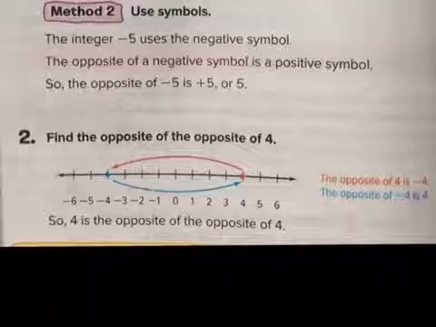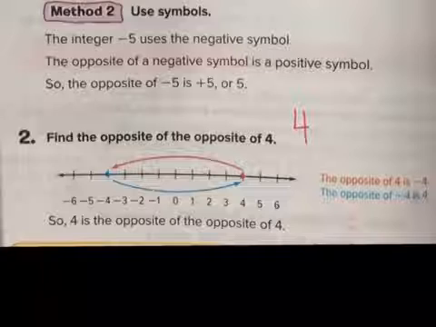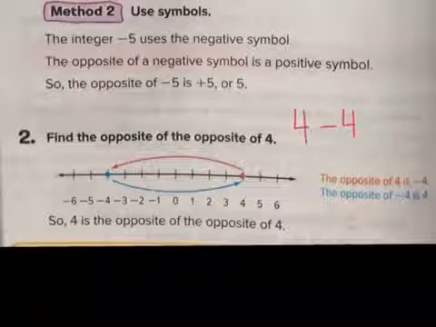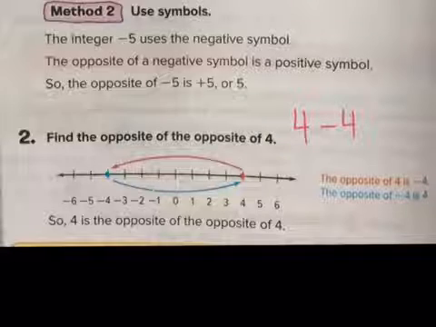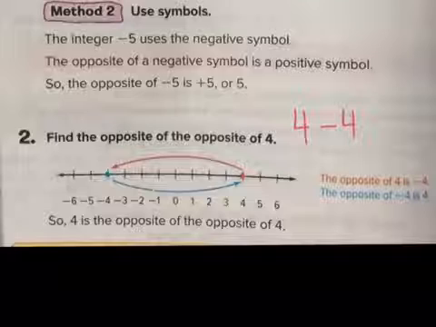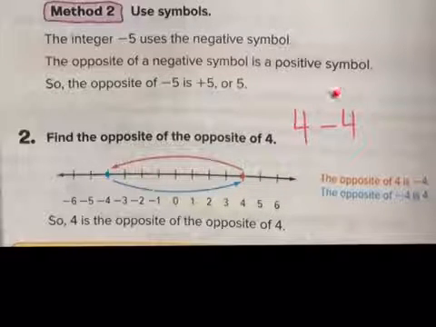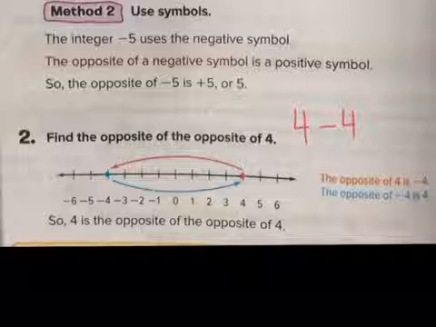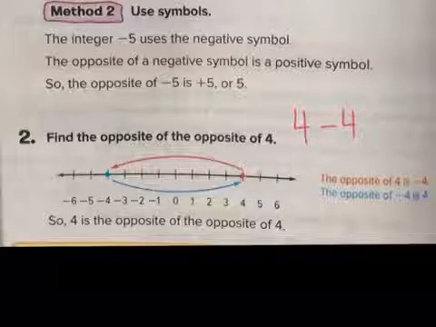So what they're saying is find the opposite of the opposite. So what's the opposite of 4? It's -4, right? Well, they're asking you to find the opposite of -4. If they tell you find the opposite of the opposite, they're telling you to find the opposite of -4, because the opposite of the opposite is this one. So they want you to find the opposite of -4, which is 4.